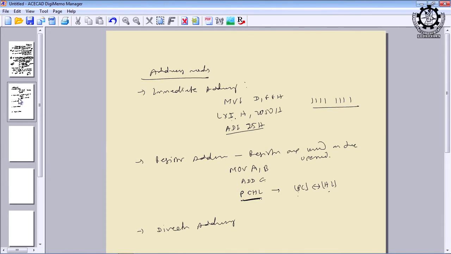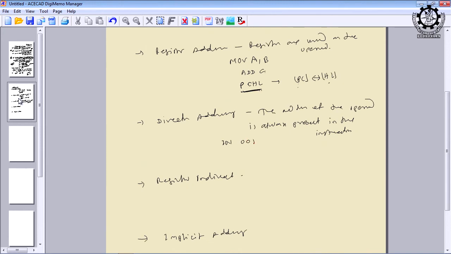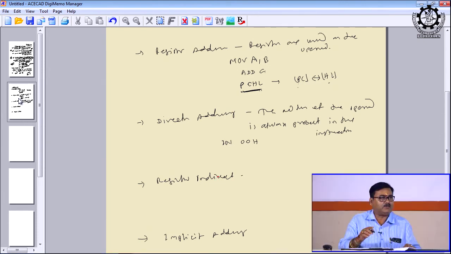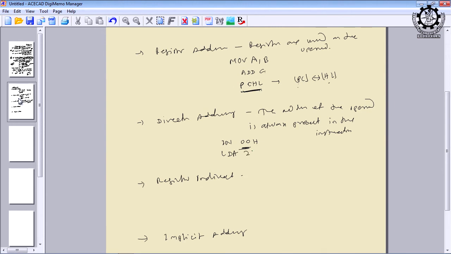So, anyway, then direct addressing. In the direct addressing, the address of the operand is always present in the instruction. What is the meaning of this? Example, IN 00H. Here 00 is not the data, 00 is the address of an input device whose buffer's content will be loaded into the accumulator. So, here the address is specified. Am I clear? I will give another example, LDA 2030H.